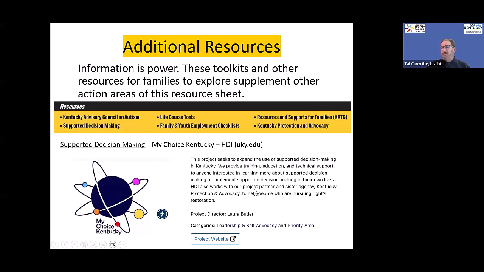There's My Choice Kentucky, and this is the project website that it will pull up. But from here, you can get to tools on guardianship and alternatives to guardianship. You can get to other tools for families about thinking about how a person might be able to function with some supports, but not needing full guardianship, for example.